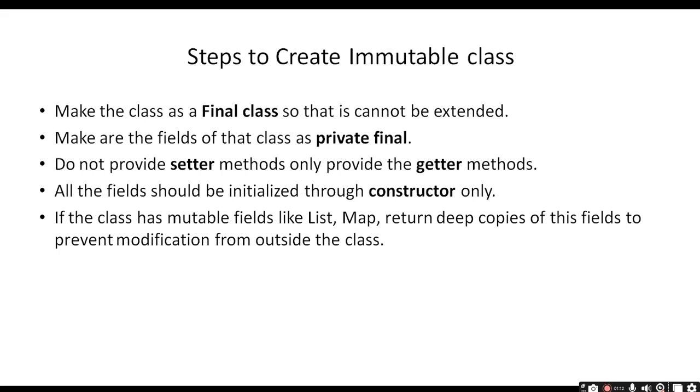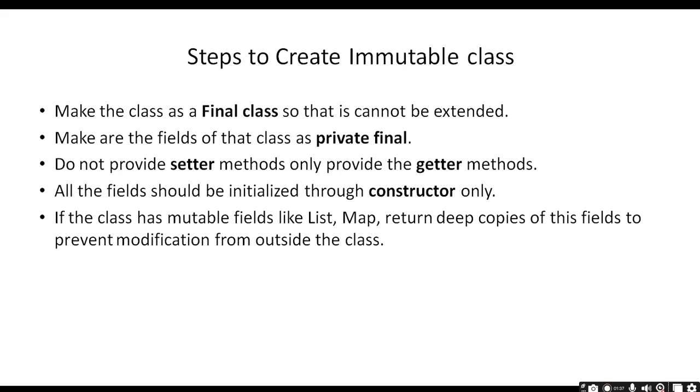So there are a few steps to create an immutable class. So let's see what the steps are. The first step is to make the class final, so that we cannot extend that particular class. As we know, once we define a class as final, we cannot extend that class. Make all the fields of that class private and final.